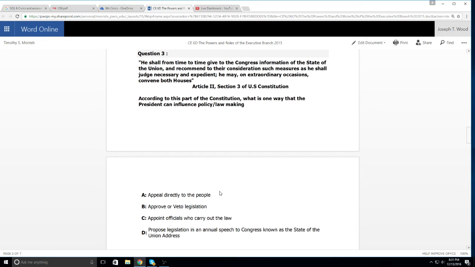Doesn't say anything about appealing directly to the people. Doesn't talk about veto. Doesn't talk about appointments. But it says State of the Union. It says State of the Union there. I'm telling you, I've seen people miss this question. I don't know why.